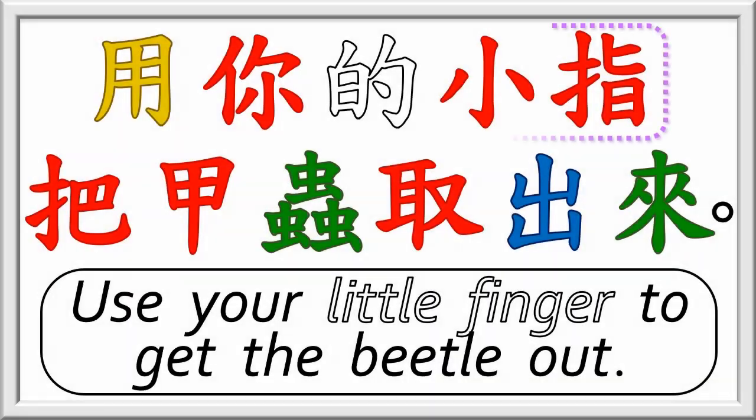This character is also third tone 指 and combines with 手 to form 手指 to specify that a finger is meant. This doubling up of characters helps to avoid confusion with possible homophones in the language. Beginning with the fingers, we can now say little finger, 小指. 用你的小指把甲虫取出来. Use your little finger to get the beetle out.